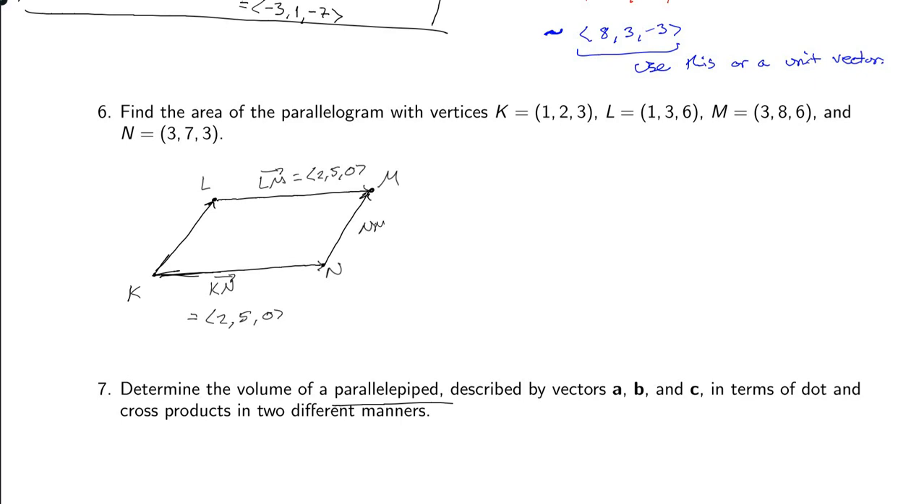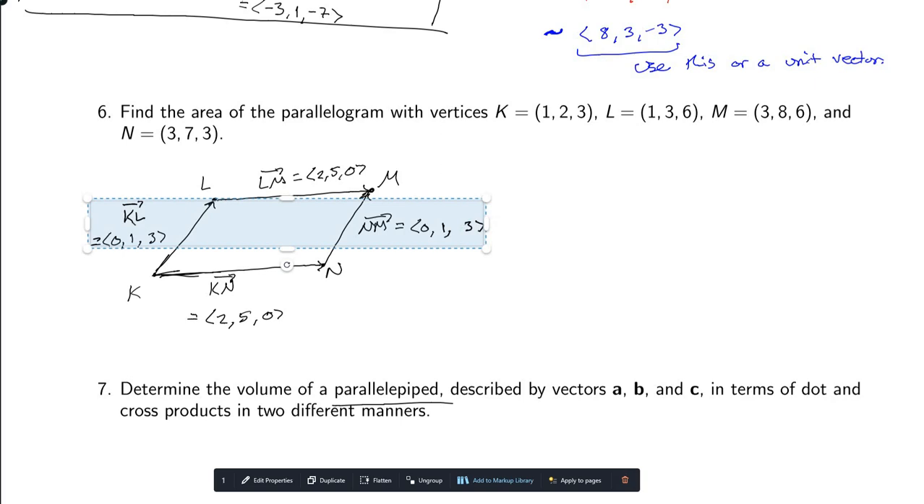N to M is 0 in the x direction, 1 in the y direction, and -3 in the z direction. K to L is 0 in the x direction, 1 in the y direction, and 3 in the z direction. Okay, so what is happening here? Oh, N to M, that's a +3 in the z direction. We're good. Okay, I just made a mistake right there.